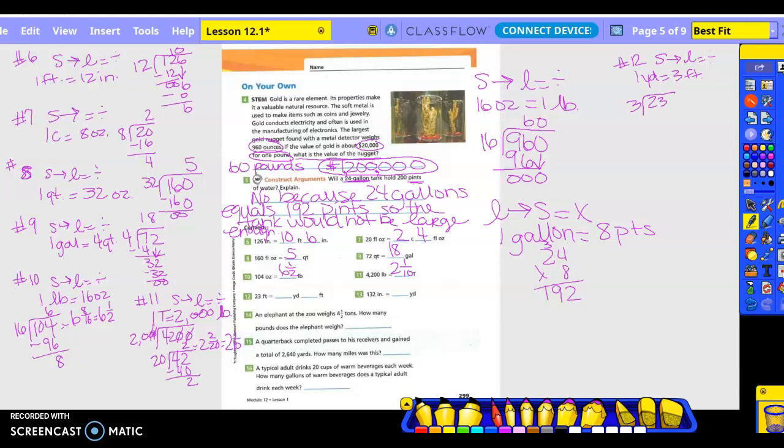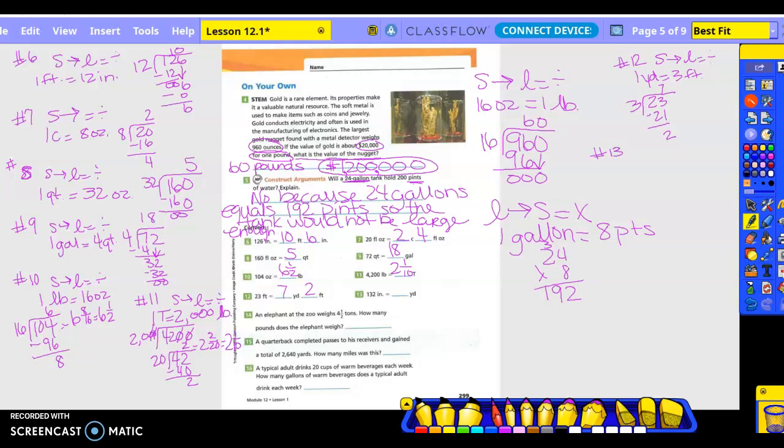How many times does 3 go into 23 without going over? 6. No, 7. So 7 times 3 is 21. 2 left over. They gave us 2 blanks this time, right? So we can write 7 yards and 2 feet. Okay. Number 13.